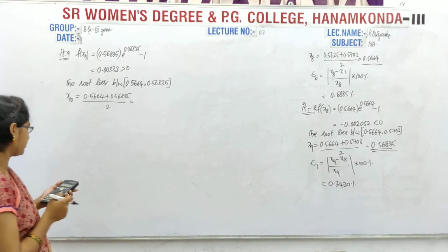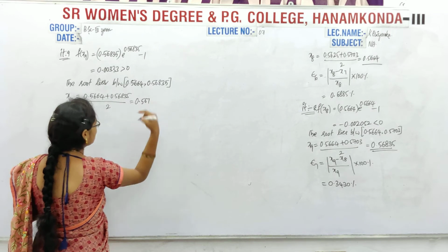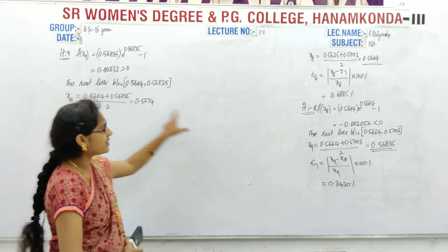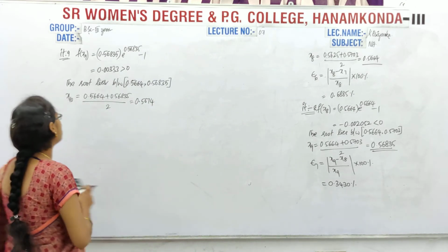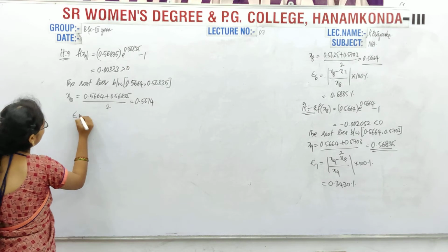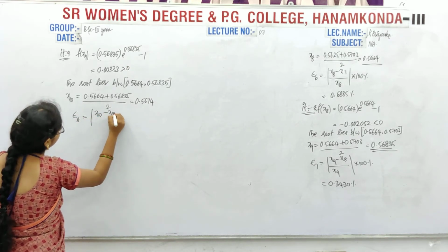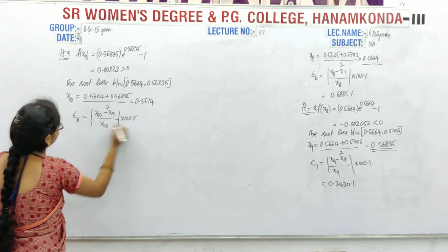Divided by 2. Now it is 0.56737. So I am making that 0.5674. Of course, here it's 0.568 and there it's 0.567. Somewhat near value but not exact. Now epsilon 8 is (x10 minus x9) by x10 into 100.